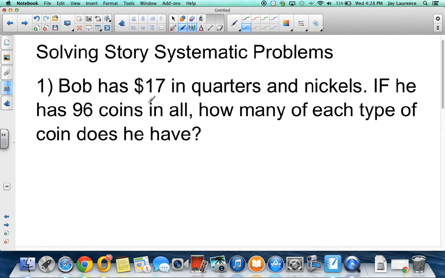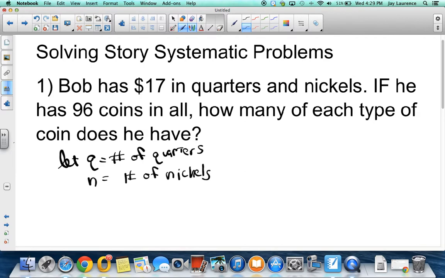Well, my first equation is going to start off something like this. Let Q equal the number of quarters. It's not quarters. Don't tell me quarters. It's the number of quarters, right? Okay, and then N is going to be the number of nickels.